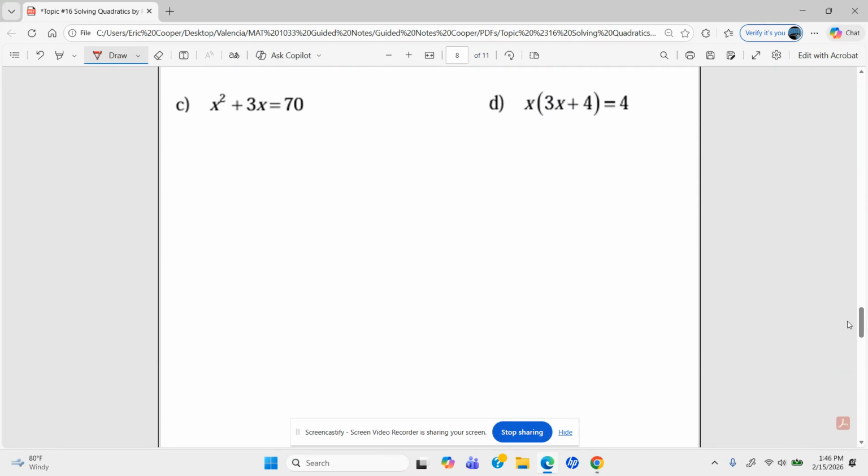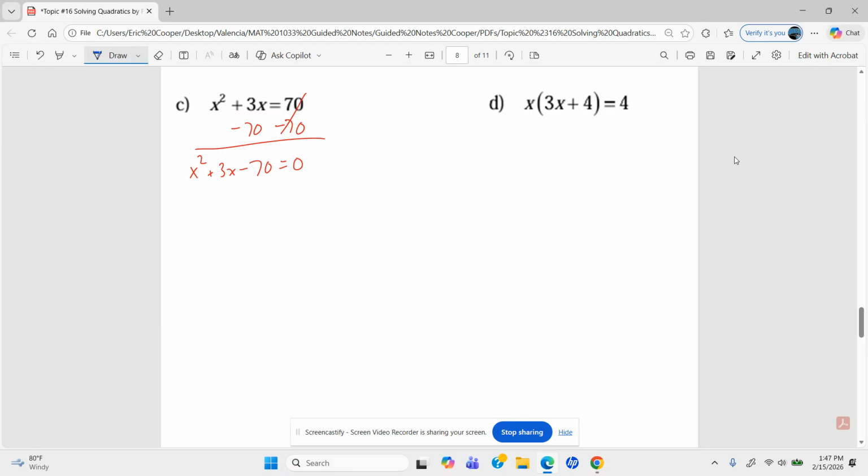Taking a look at C, now it's not set equal to 0. So before we go through and determine any sort of factoring technique, it needs to be set equal to 0. So we're going to move this 70 to the other side. We get rid of a positive 70 by minusing it to the other side. None of these are like terms over here, so we'll leave it x squared plus 3x minus 70 equals 0.